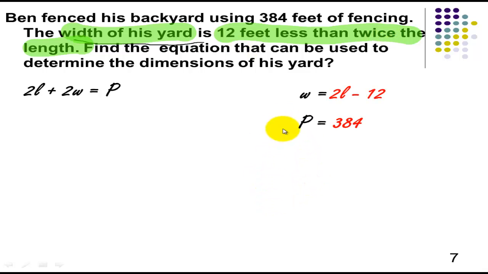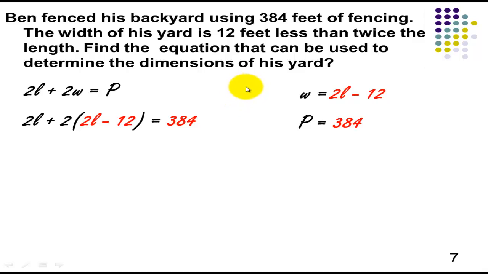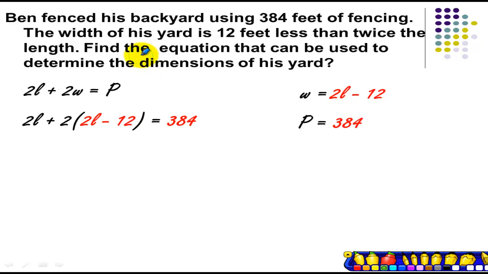Next, the perimeter is given to be 384 feet. So we are going to replace W here by 2L minus 12. Since the problem is only asking us to find the equation that we can use to determine the dimensions of his yard, we are done. We just need to get the equation, and the equation is 2L plus 2 times the quantity 2L minus 12 equals 384.